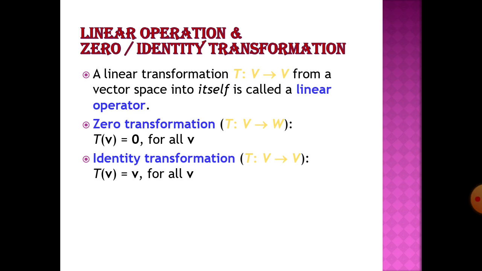Next definition is zero transformation. A linear transformation T from V to W is called zero transformation if T of v is equal to 0 for all v. Next, identity transformation. A linear transformation T from V to V is said to be identity transformation if T of v is equal to v for all v.